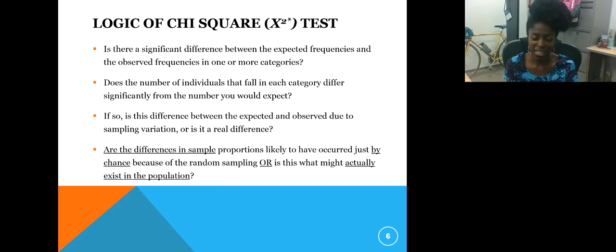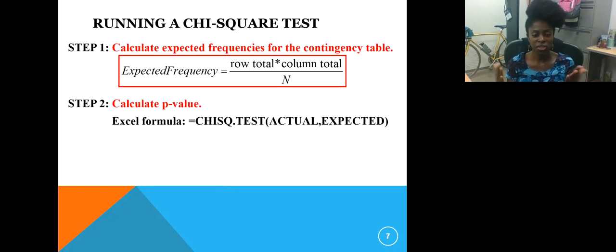Again, we come back to these slides 5 and 6. Once we've moved on and understood the calculations, these words will make sense. All right, so now let's do the calculations, because this is probably the easiest part of all of it, I promise you. So to run a chi-square test, there are 3 steps.